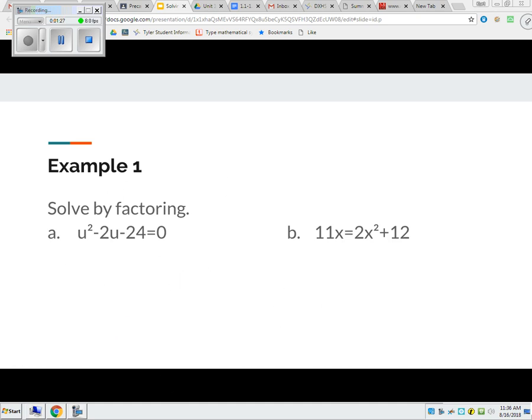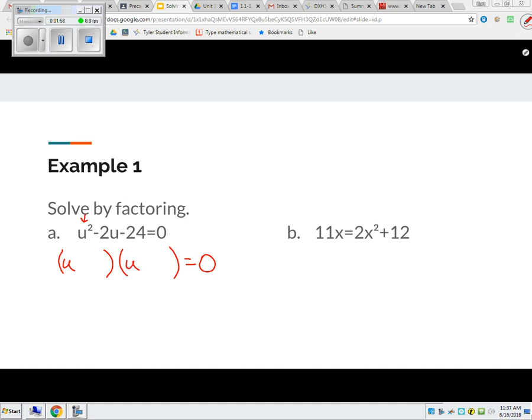So example 1a, we're going to solve by factoring. What I want to do is first realize that every trinomial will factor into two binomials. So in this case, everything on the left side of this equal sign will factor into two smaller binomials. And the way I get those binomials is I break apart this u squared that's up front. So I'm going to break it apart as u and u.